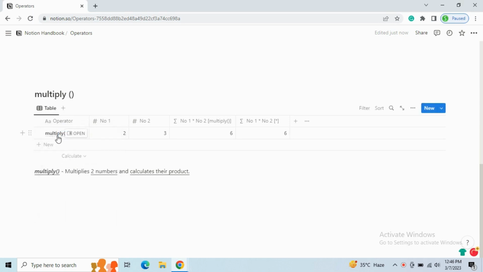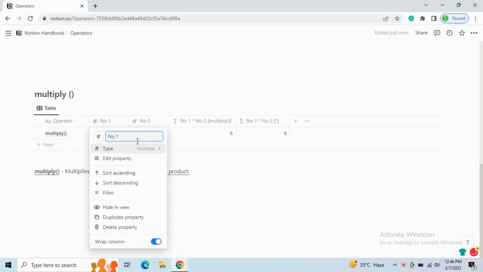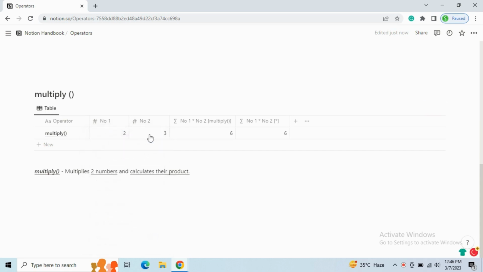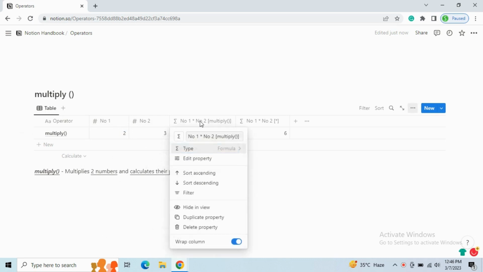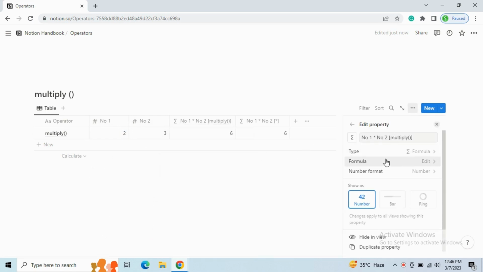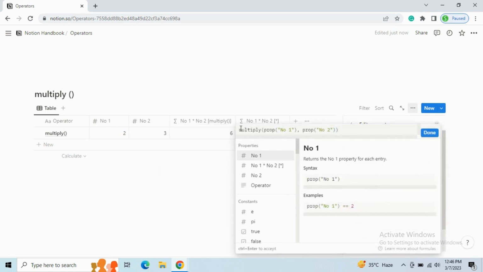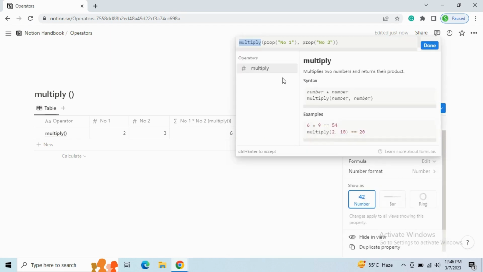which has a title property. Then we have two numbers each having a number property assigned to it. Then we have the multiply operator formula where we have provided the two numbers as input to calculate their product.